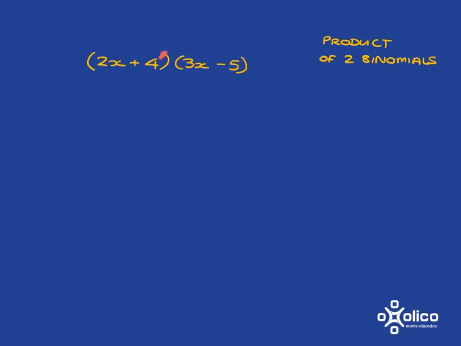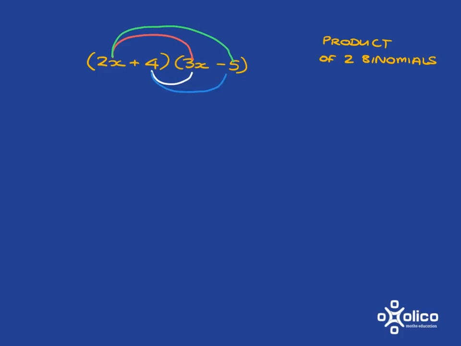Okay, how do we do it? The important thing is this whole bracket is multiplied by this whole bracket. So we must make sure everything in here multiplies with everything in there. And the best way to do that is to actually put in arrows before you start. So we need this 2x to multiply with everything in the second bracket. So it needs to multiply with the 3x, but it also needs to multiply with the minus 5. And then we go on to the other term, which is 4, and it needs to multiply with everything in the second bracket. So it needs to multiply with the 3x, but also with the minus 5.